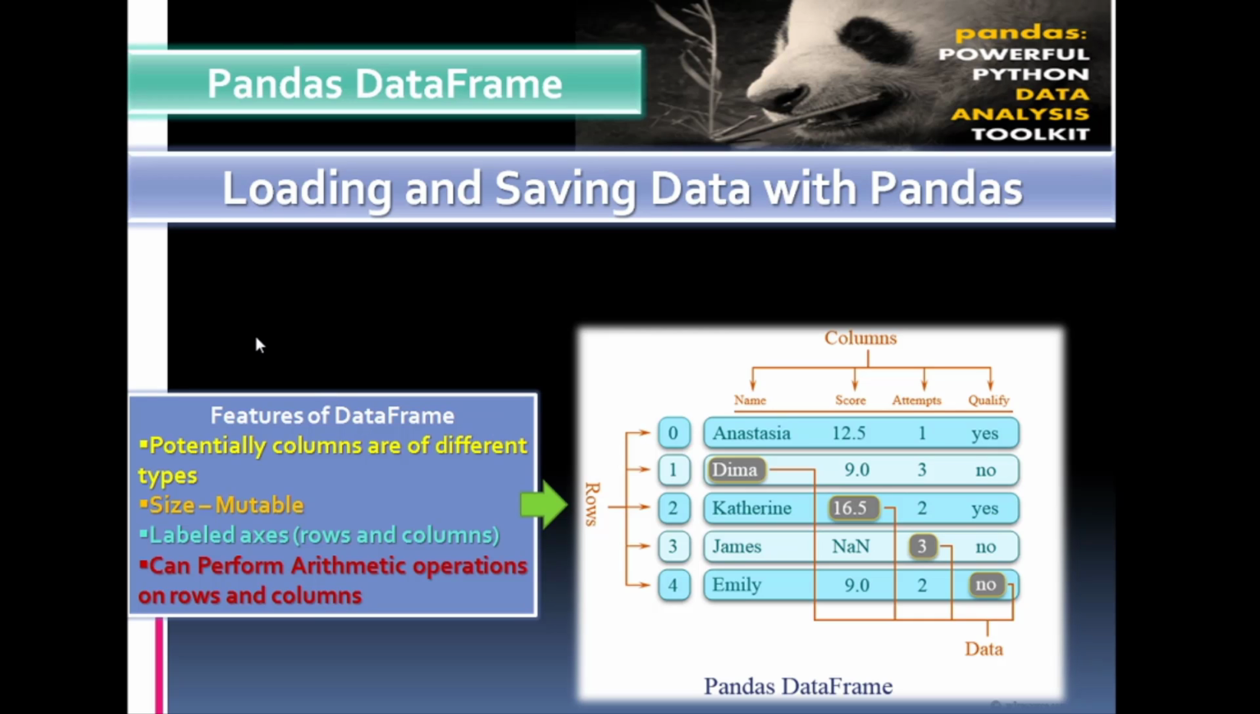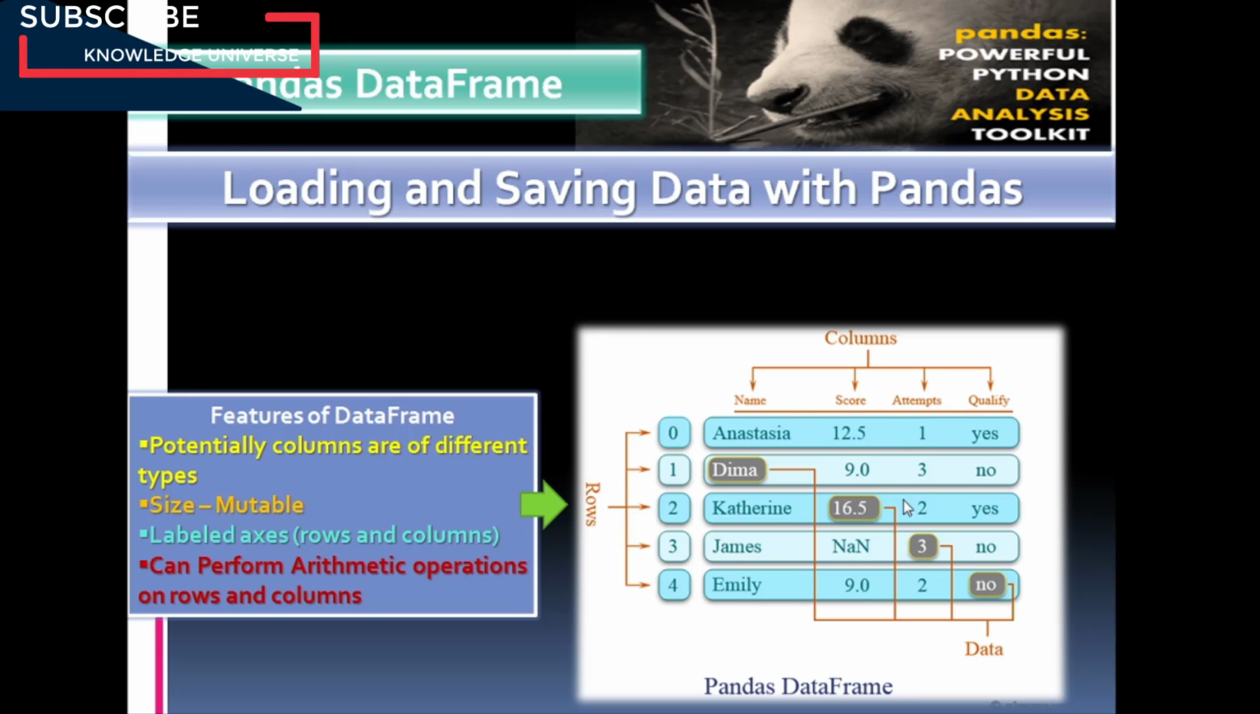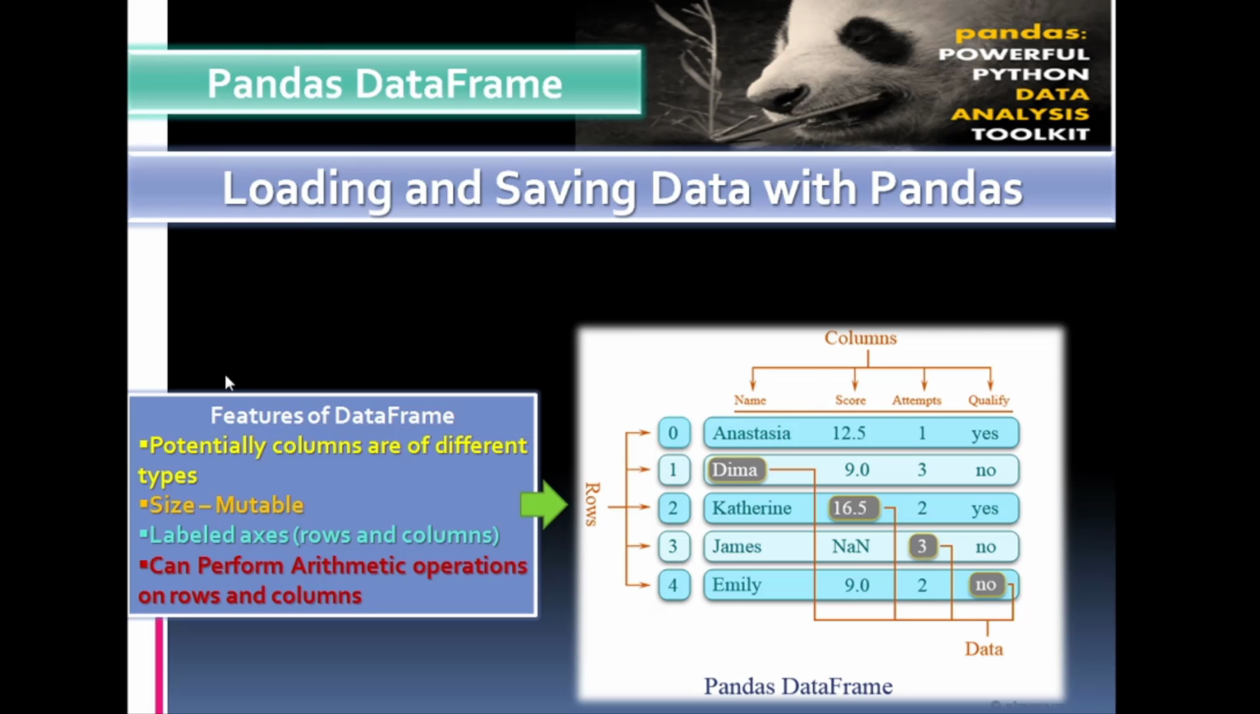The features of a data frame are that potentially the columns are of different types. In this example of a data frame, I have 5 rows, and these are the labels of the rows. And I have 4 columns, and name, score, items, quality are the labels of these columns. So a data frame is a two-dimensional structure composed of rows and columns. Data frames are mutable.